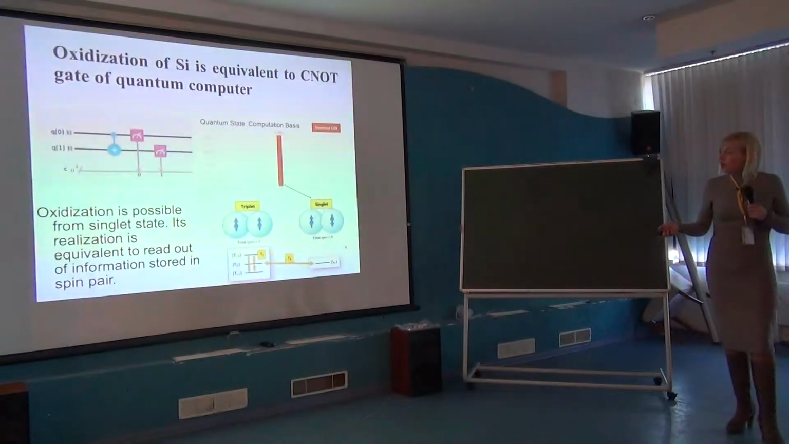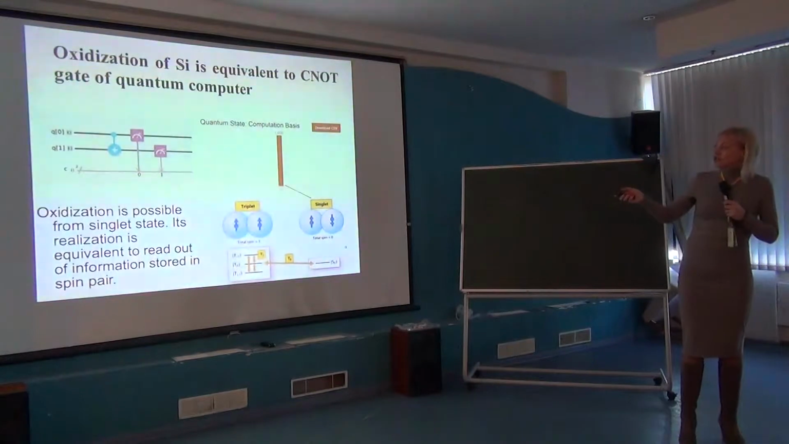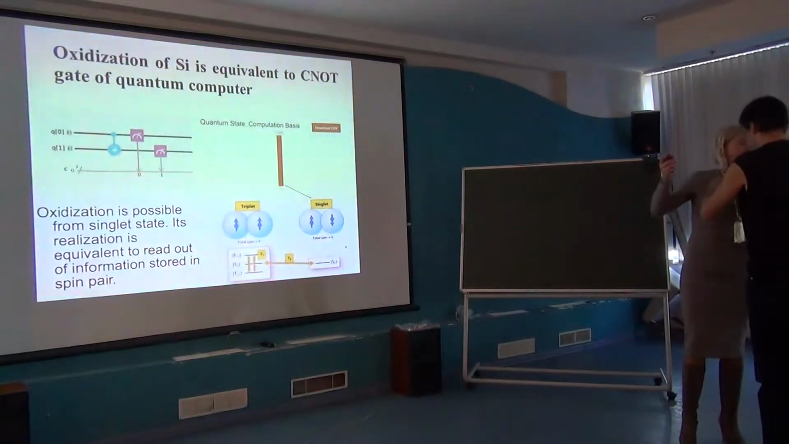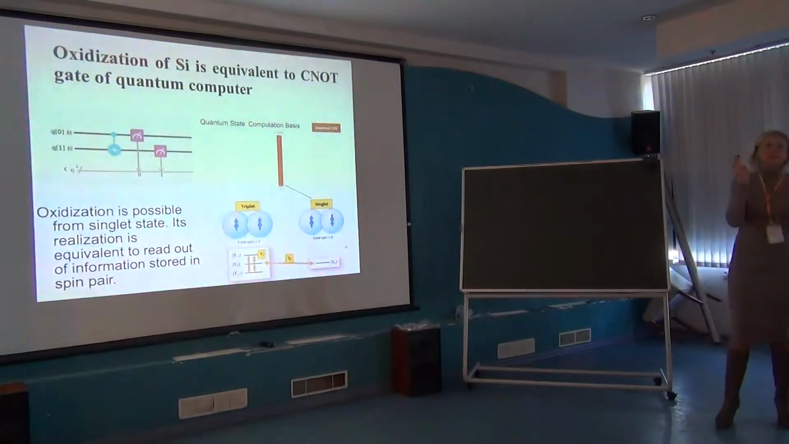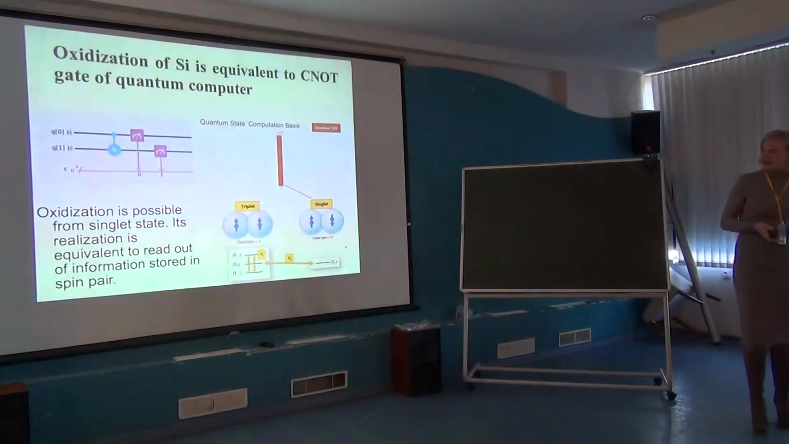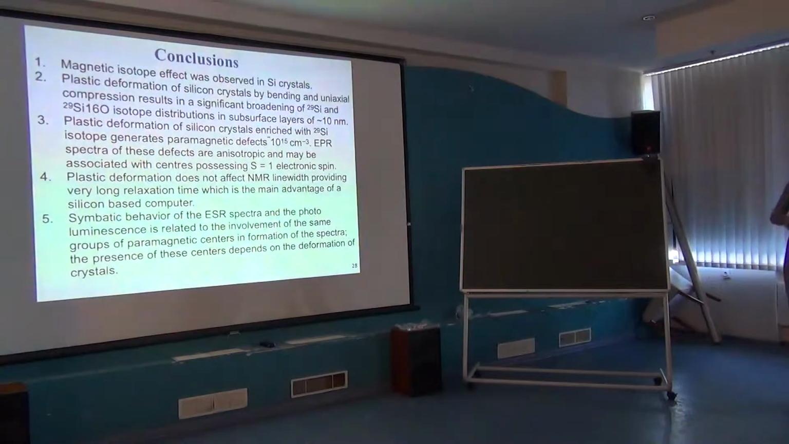And in our samples, a transition between triplet and singlet states will be monitored, and can be read as oxidation or not of these atoms. Oxidation is possible from singlet states. Its realization is equivalent to read out of information stored in the spin pair. Silicon-29 with oxygen. So, some conclusions.